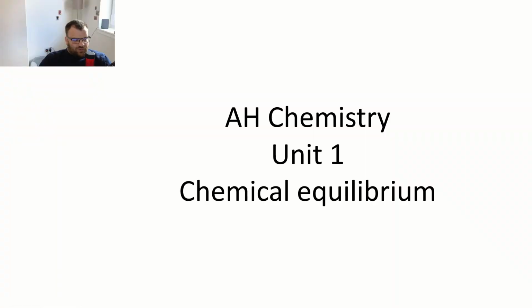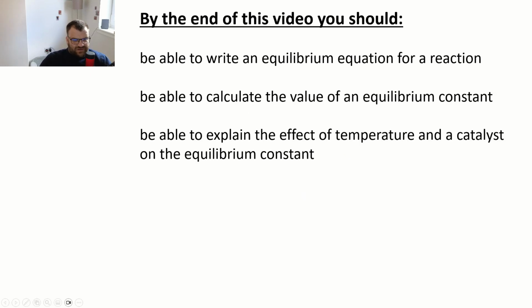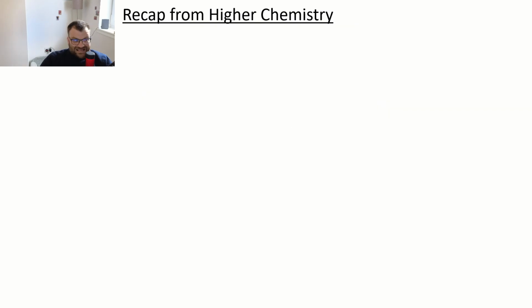In this video, I'll talk through the Advanced Higher Chemistry Unit 1 Chemical Equilibrium topic. By the end of this video, you should be able to write an equilibrium equation for a reaction, be able to calculate the value of an equilibrium constant, and also explain the effects of temperature and a catalyst on the equilibrium constant. This topic is building on the equilibrium topic from Higher Chemistry.